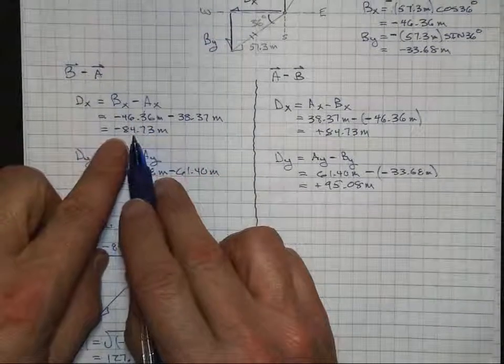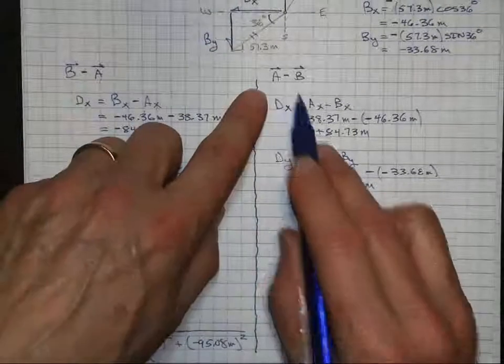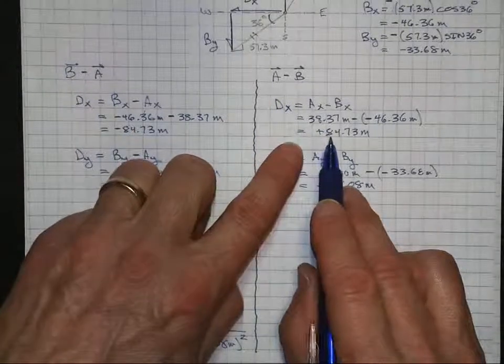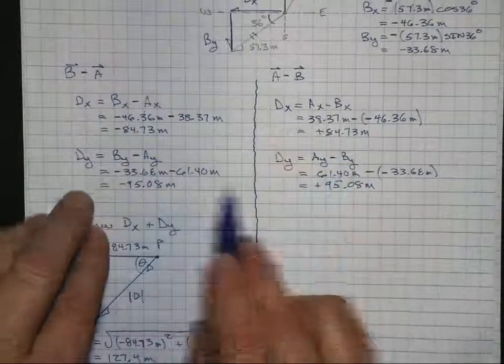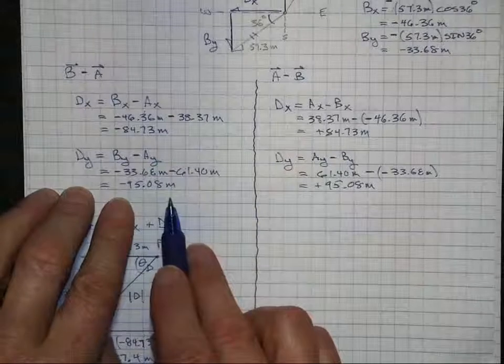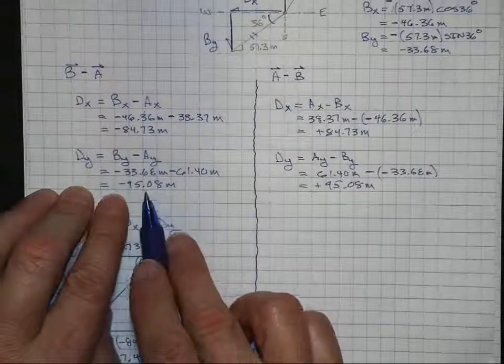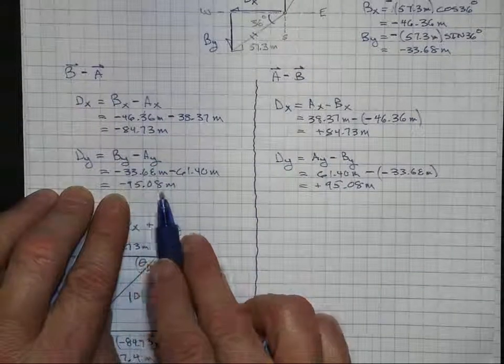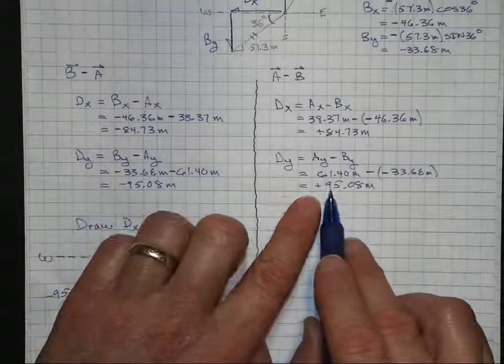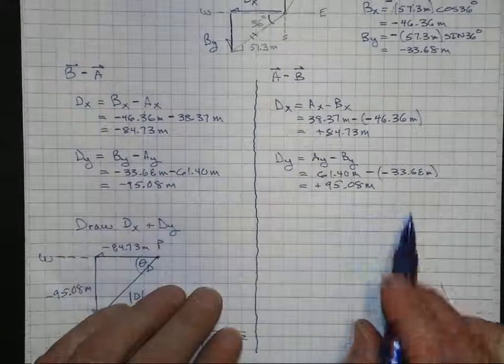And if you look and do a comparison, we can see that for B minus A, dx was a minus 84.73, and for A minus B, dx was a positive 84.73. And also the comparisons are the same. For B minus A, the dy is minus 95.08, and for A minus B, the dy is positive 95.08.